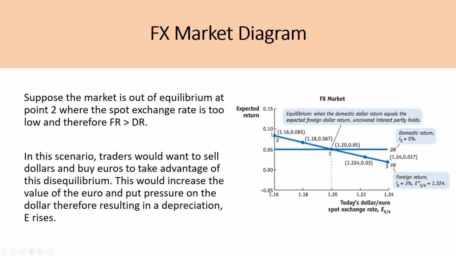Well, suppose that we find ourselves at point number 2. At this point, the exchange rate has appreciated in value, so E falls, and you can convert your dollars into more euros, therefore invest into that euro deposit and earn more money than if you were to simply invest in the domestic return. Therefore, your foreign returns would exceed your domestic returns. So it's much more favorable to convert those dollars into euros and invest in the foreign market. In this scenario, traders would want to sell dollars and buy euros, to take advantage of that.